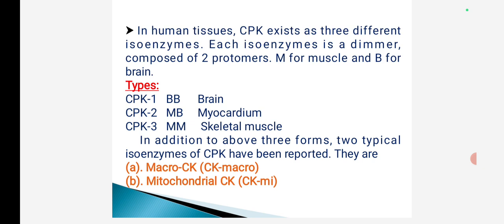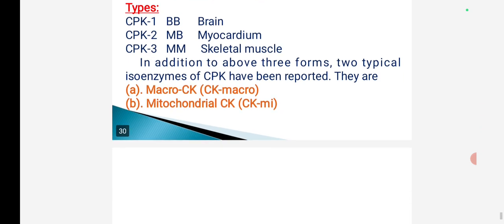In addition to the above three forms, two atypical isoenzymes of CPK have been reported. They are macro CK, and mitochondrial CK, otherwise called CKMi.